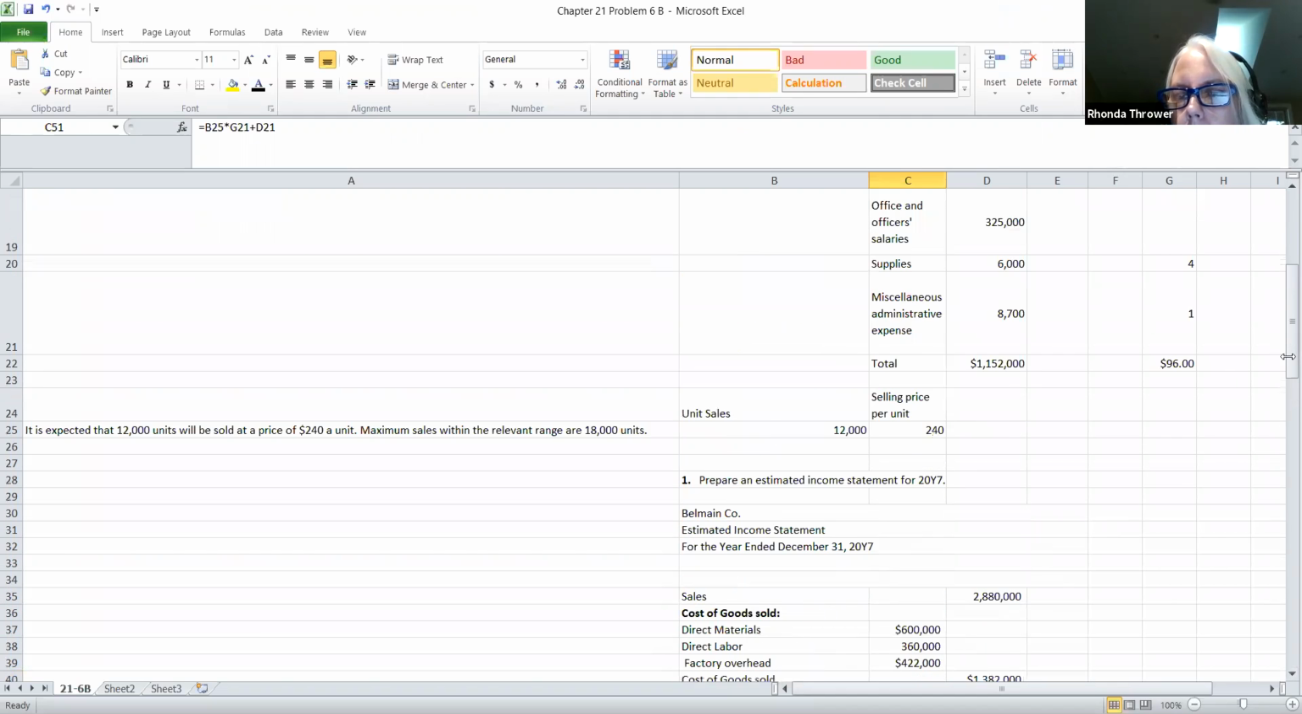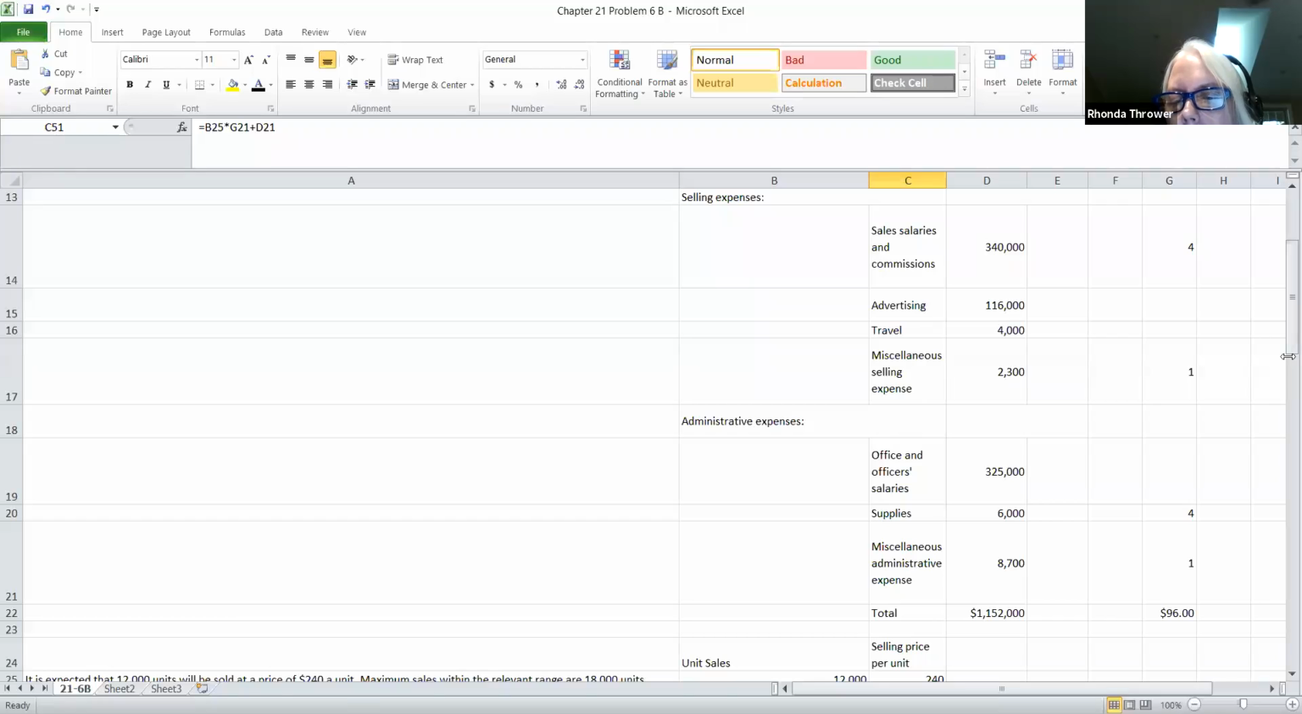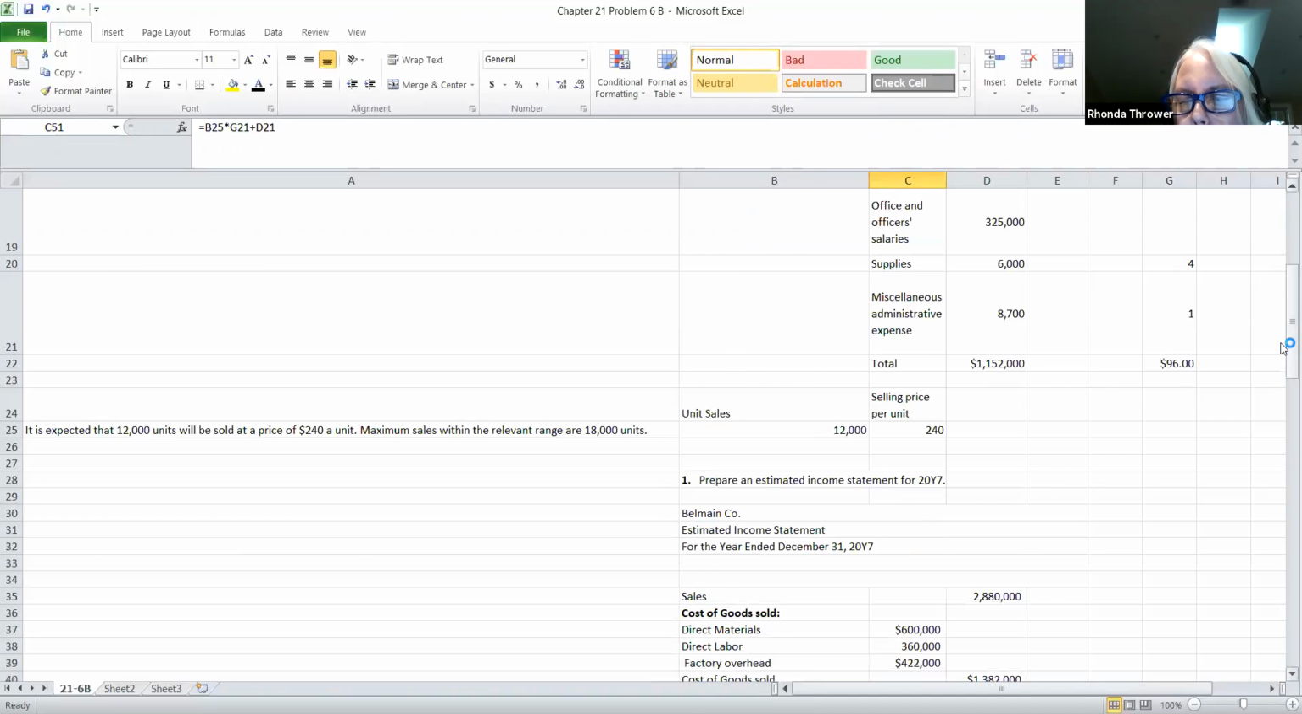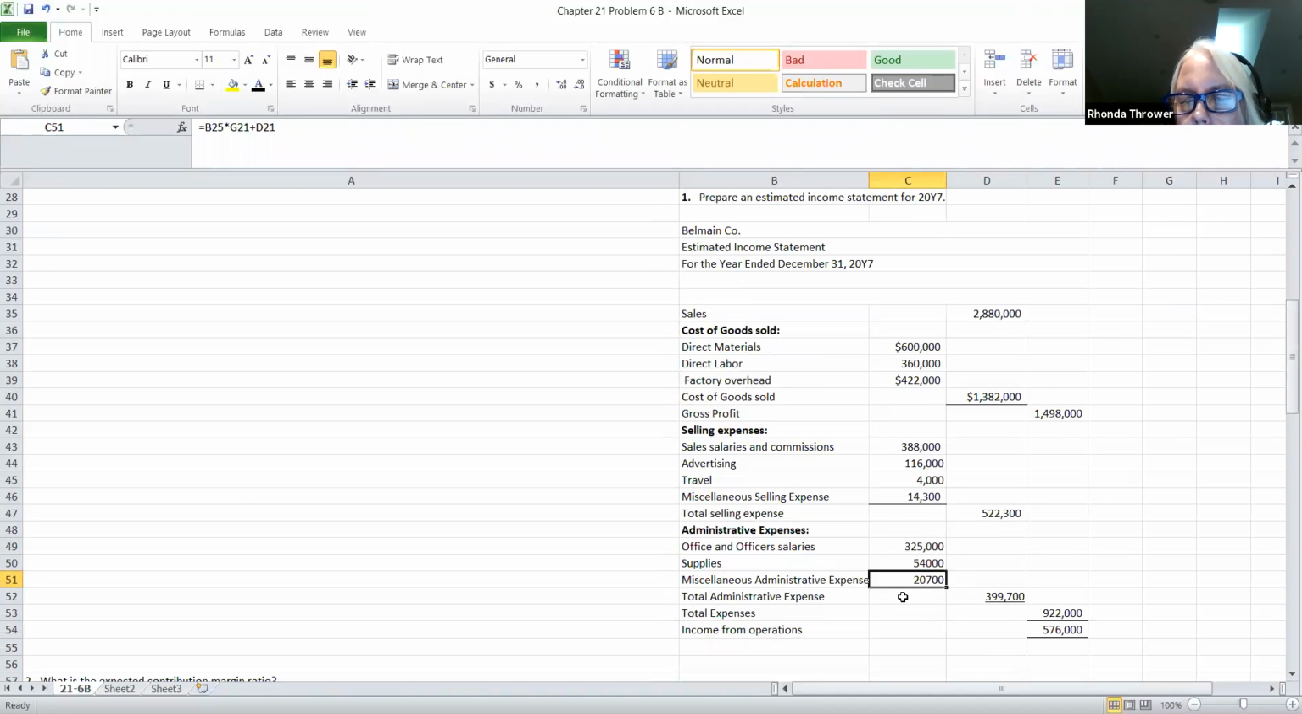For your administrative expenses, miscellaneous administrative expenses, they too were mixed cost. Got part variable here, so 1 times the number of units that we expect to sell, which was 12,000, gives you $12,000 as total variable cost. And then you got to add back your fixed cost portion to that to get the total of the miscellaneous administrative expenses.